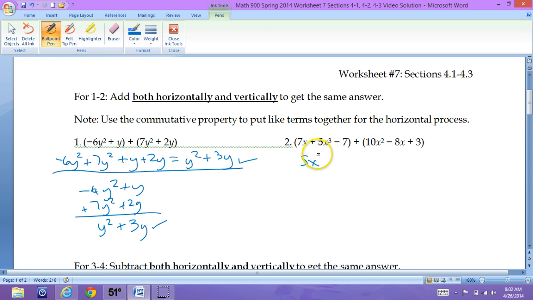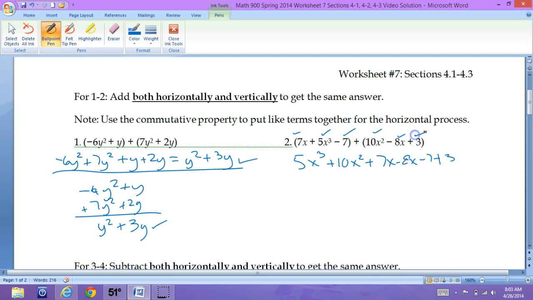So I put my 5x cubed, and I'm going to check it so I know that I've continued it and I've brought it down. Now I erase that because I don't know that it looks like a 5 anymore. So what's my next term? Well, here's a 10x squared. So I'm going to check that. And now I'm looking for just x's. I've got a 7x, and I've got a minus 8x. So I brought those, and I've got a minus 7 and a plus 3.